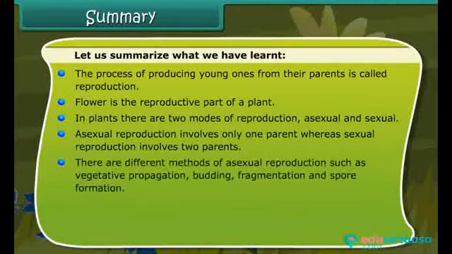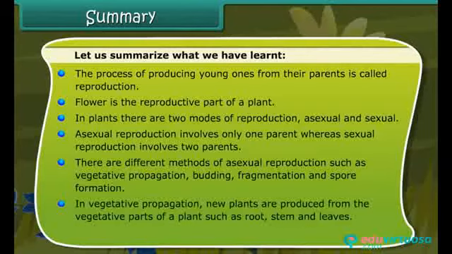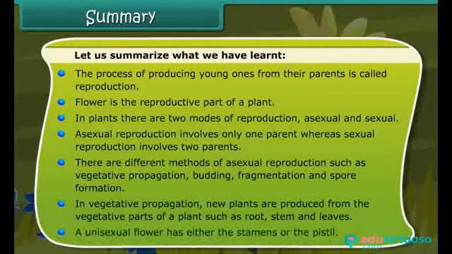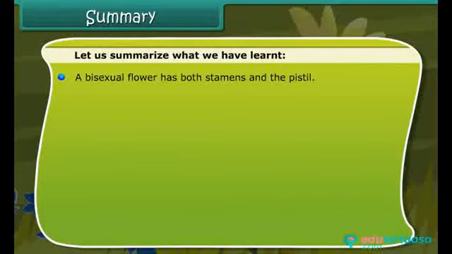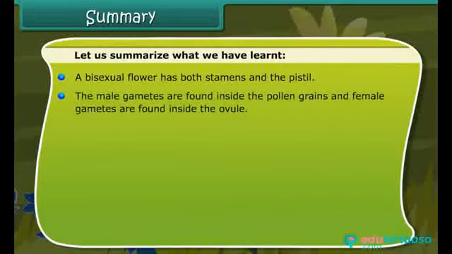There are different methods of asexual reproduction such as vegetative propagation, budding, fragmentation, and spore formation. In vegetative propagation, new plants are produced from the vegetative parts of a plant such as root, stem, and leaves. A unisexual flower has either the stamens or the pistil. A bisexual flower has both stamens and the pistil. The male gametes are found inside the pollen grains and the female gametes are found inside the ovule.